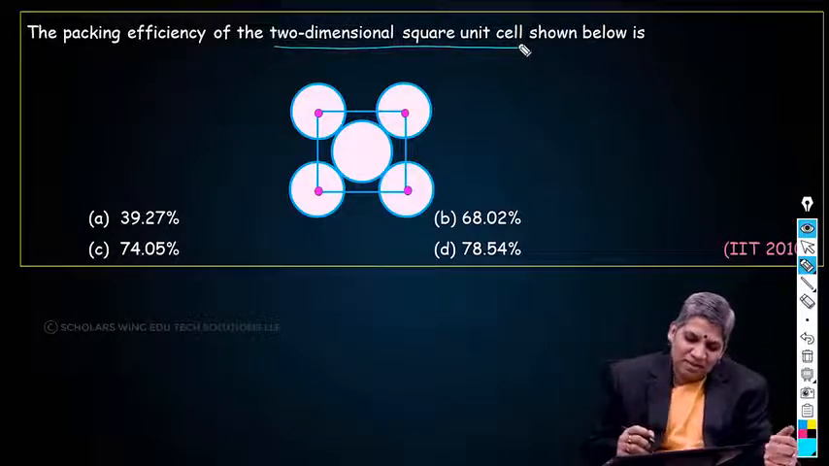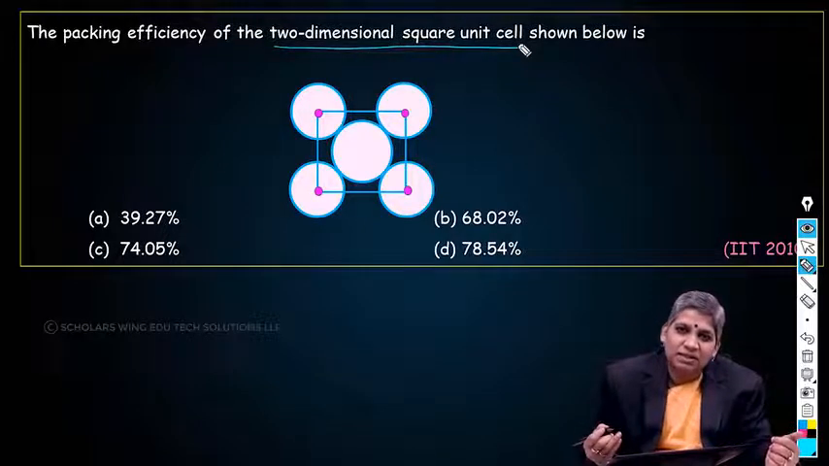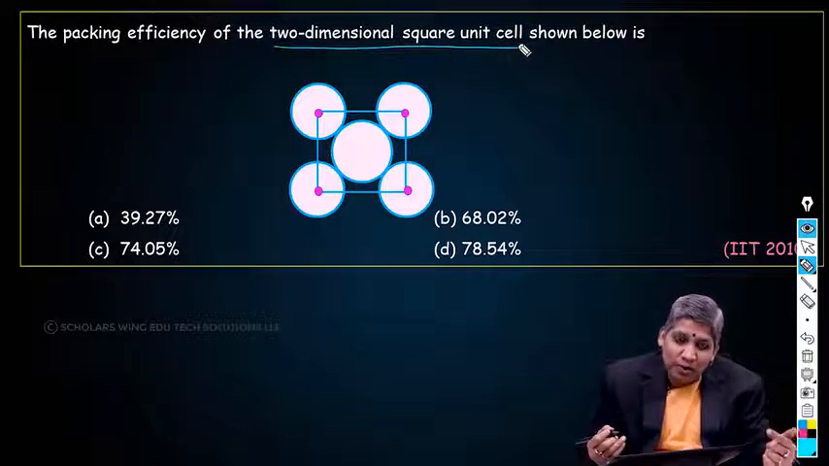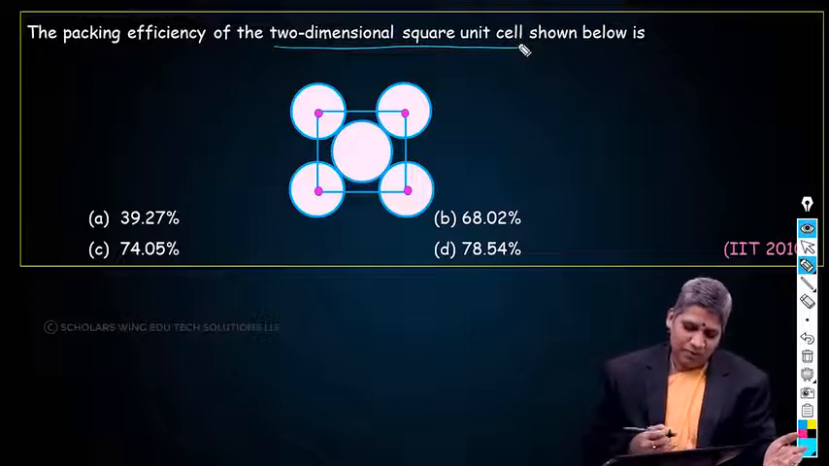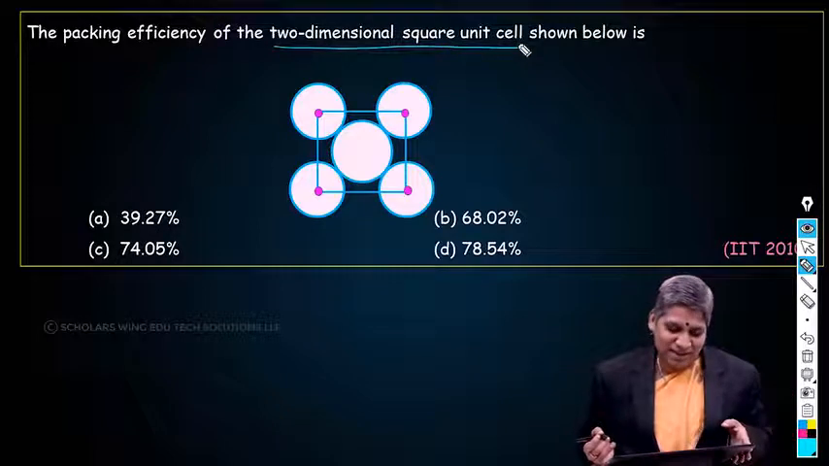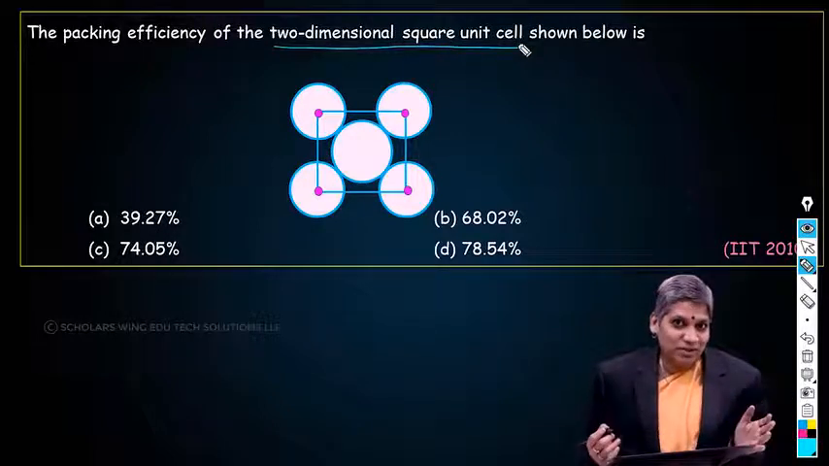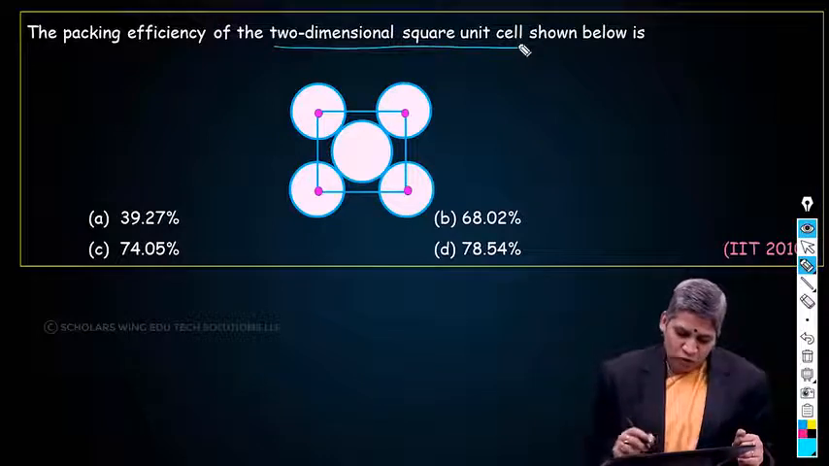Because generally packing efficiency we have learned in the case of cubic systems, that is simple cube or BCC or FCC. But this is a square unit cell, point to be noted, and it's two-dimensional, obviously. In that you need to find packing efficiency. That's why it's an IIT question. So you should enjoy solving such tricky questions also. And there are 4 options. Let's not look at the options now. Let's look at the solution.